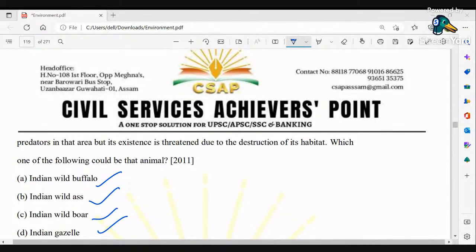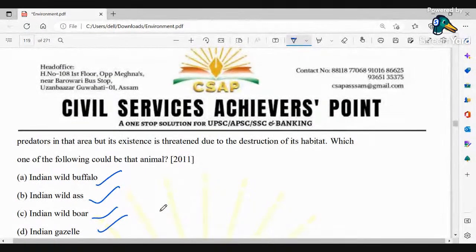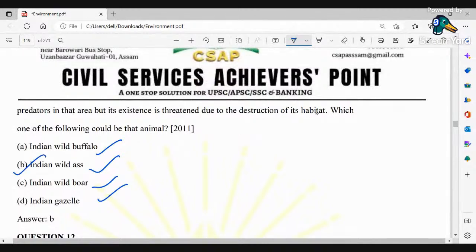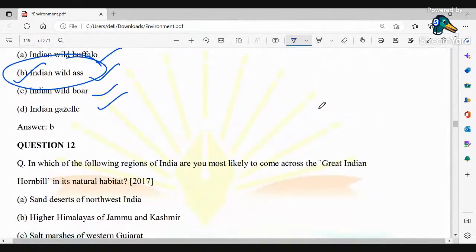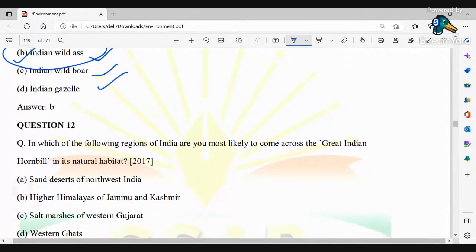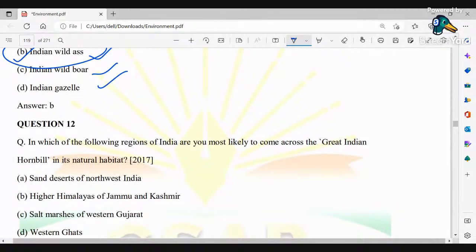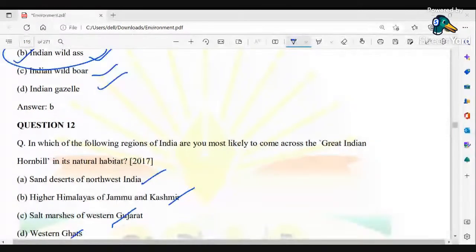11B. Okay, good. So the Indian wild ass is particularly threatened in these respective areas. Okay, we'll take one more. In which of the following regions of India are you most likely to come across the great Indian hornbill in its natural habitat? Sand deserts of northwestern India, higher Himalayas of Jammu and Kashmir, salt marshes, and lastly Western Ghats. Anyone with the correct option?